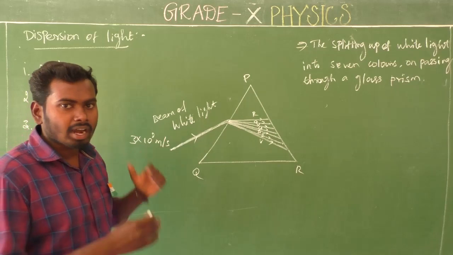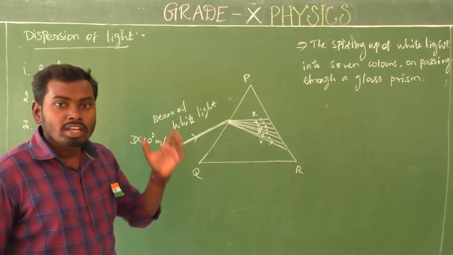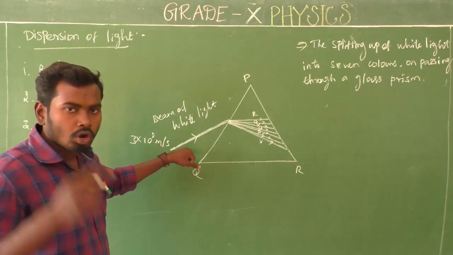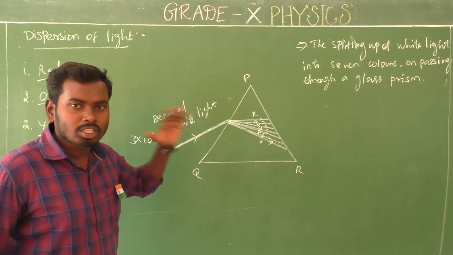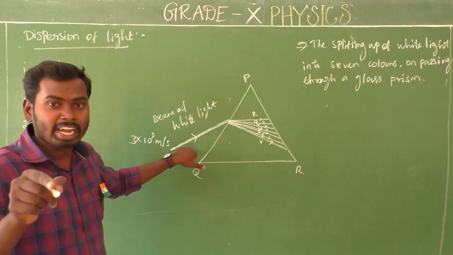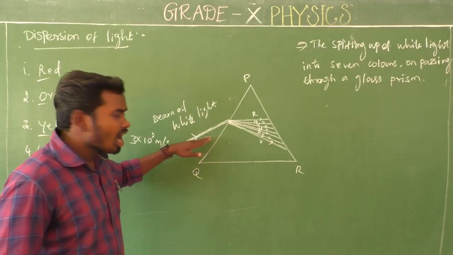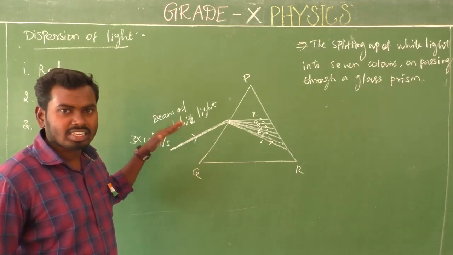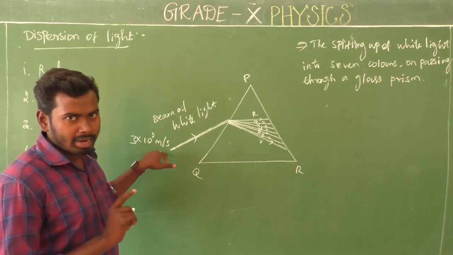So the different colors of white light have the same speed in air. Note this point. The different colors of white light have the same speed in the air medium. Look here. These all 7 colors travel at the same speed in air medium.